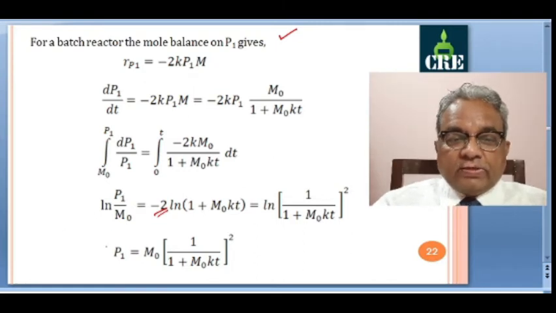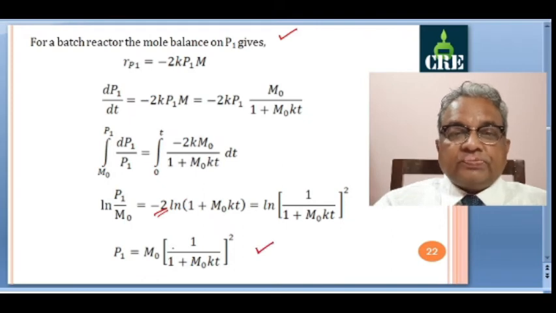So ln cancels out if you take the antilog of both the sides. P1 by M0 will be equal to simply 1 by 1 plus M0 KT squared. So P1 will be equal to, you can transfer M0 on this side, P1 is M0 into 1 by 1 plus M0 KT squared.